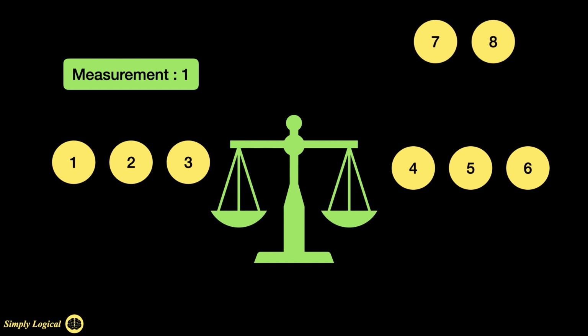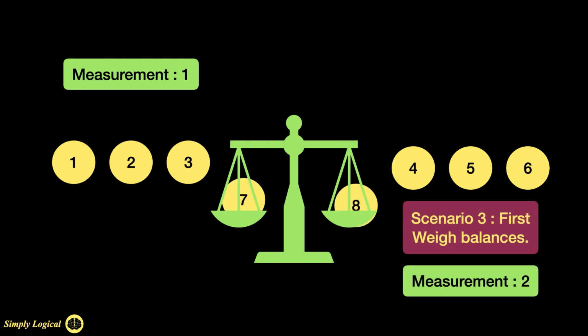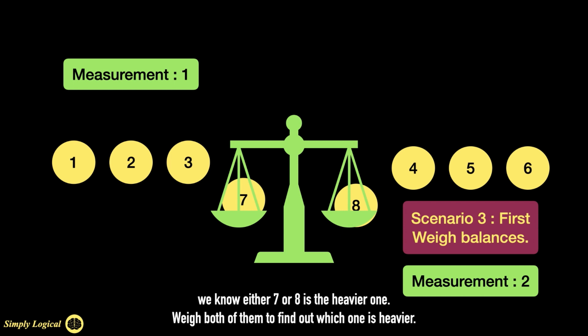Let's consider the final scenario, that is scenario 3. If 1, 2, 3 and 4, 5, 6 balance out, then we know either 7 or 8 is the heavier one. Weigh both of them to find out which one is heavier. Again here, the heavier ball is identified by exactly two measurements.